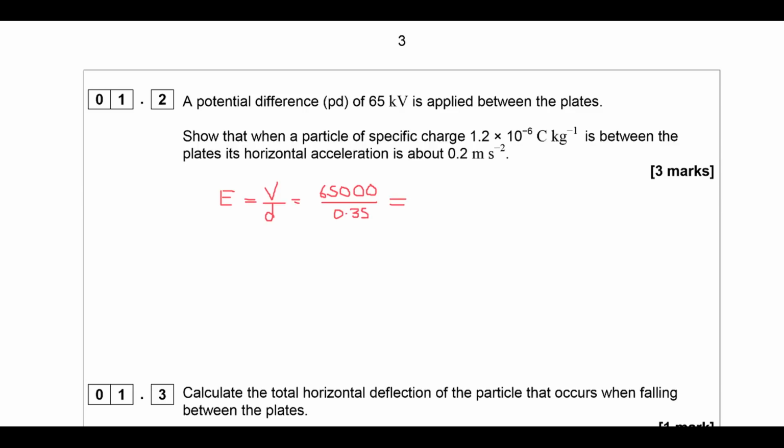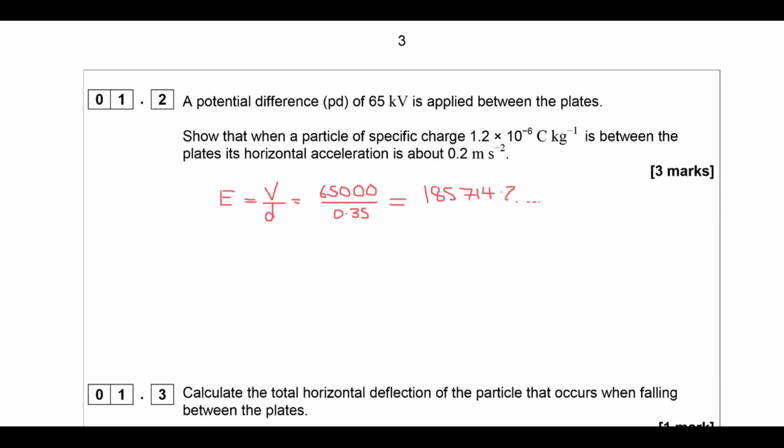So then let's get out the old calculator. Let's see, 65,000 over 0.35, and it comes out at 185,714.2 and so on. Doesn't matter too much. We'll keep that number. Okay, so that's the field strength.